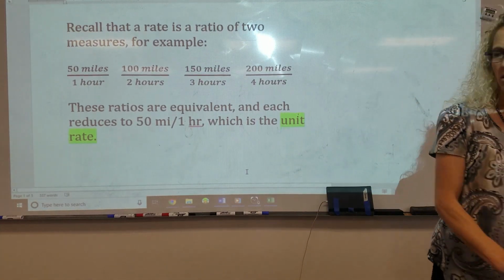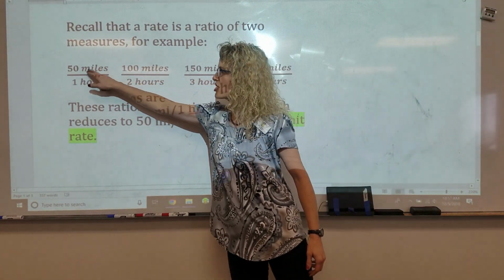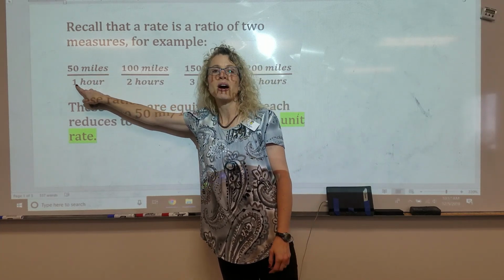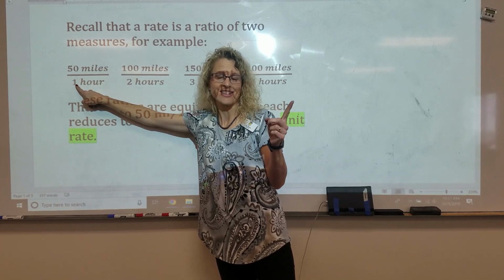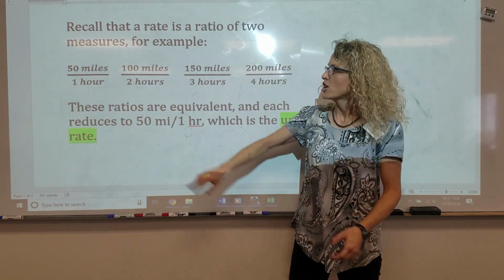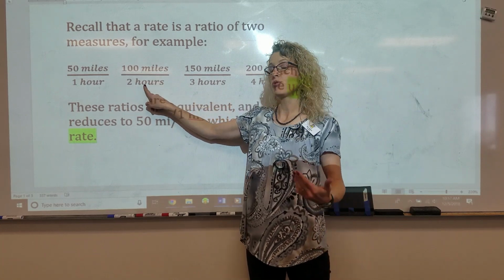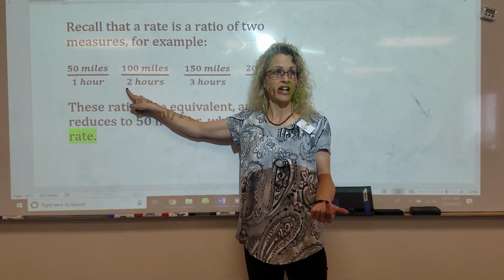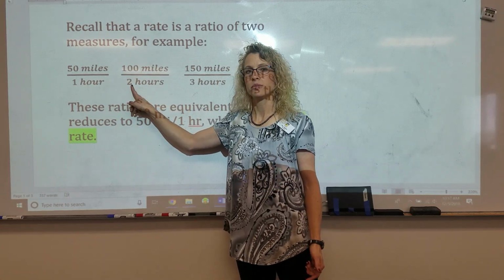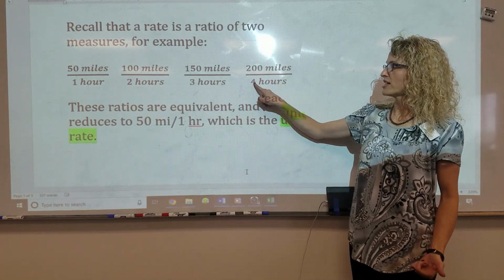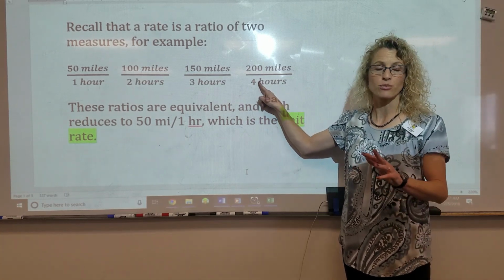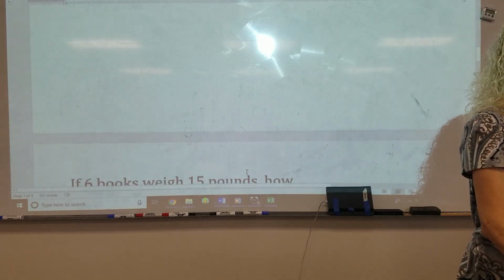So let's just recall. Unit rates are ratios of two different units, miles and hours, where the bottom unit is 1. That's called a unit rate. What is it called? Get ready? Unit rate. So I could turn 100 miles per 2 hours into a unit rate by dividing 2 into 100 to get a 1 on the bottom. I could take 200 and divide the 4 into that 200 to get a 1 on the bottom, and then I would have a unit rate. So we're going to be doing problems just like that today.